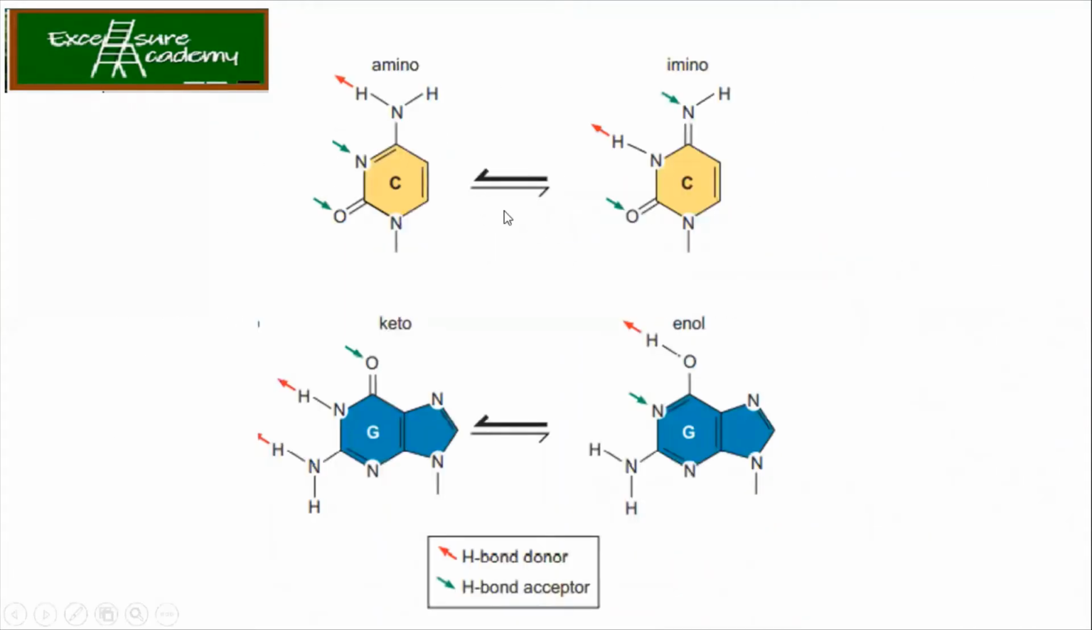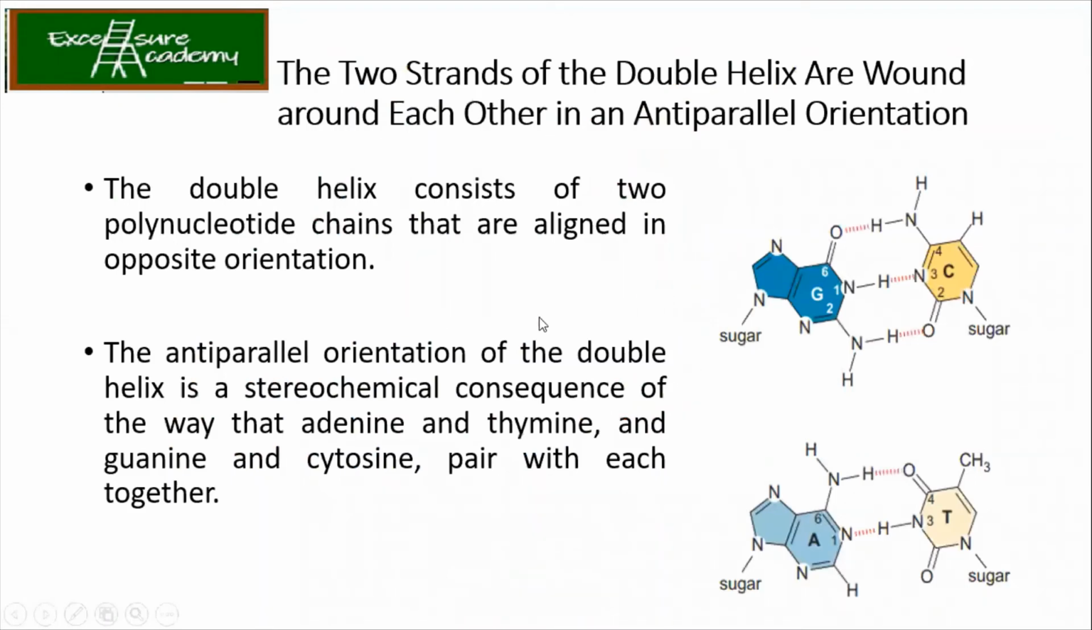See, this is the structure. Amino is a, imino is a. In solution, it will be present in equilibrium. But whenever it is required for DNA formation, it is the amino form and the keto form: the amino form of your cytosine, the keto form of your guanine. All these are used for DNA formation. Now, if by chance it comes in the imino or the enol form, what will happen? There are chances that it will undergo mutation. Now, the two strands of the double helix wind around each other in an antiparallel orientation.